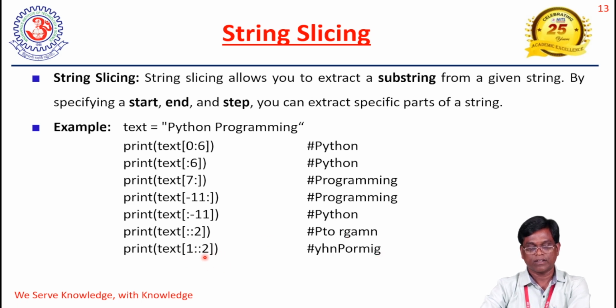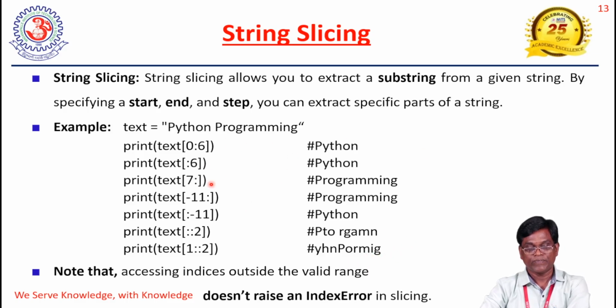Say this is the text given as 1 colon colon 2. I have given the starting index, but we have not given the ending index, and I have given the step count as 2 here. So the starting character it will consider is y. Previously, the starting character it considered was the 0th index, that is P. But here I have given the starting index as 1, so it starts from y and goes up to the last, displaying every second character: y, h, n, p, o, r. Like that it will display here.